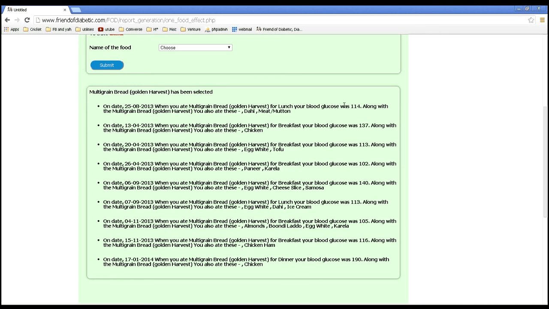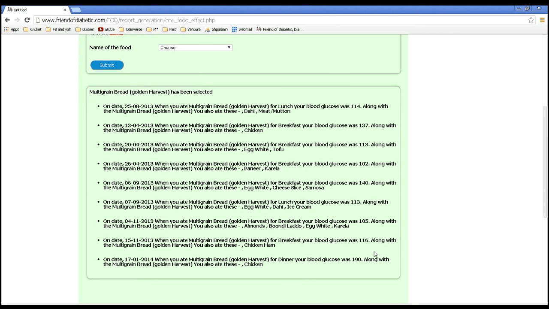But since our meal is not just the multigrain bread, along with that we had eaten something else as well, so it lists down the other food components also which I had eaten. But you can see a trend that whenever multigrain bread was consumed, the general blood glucose level, if you see here, is always less than 140.